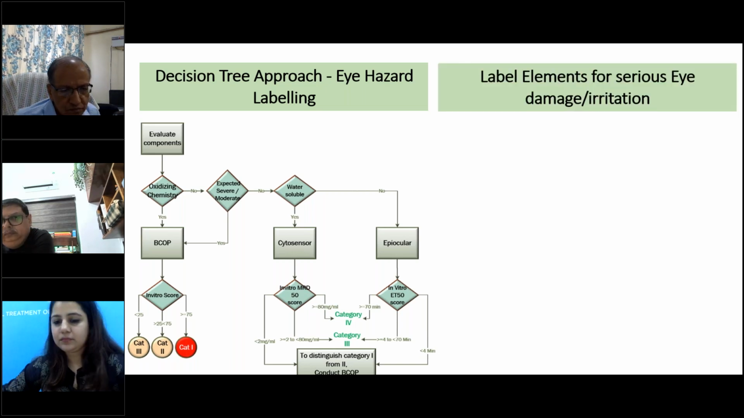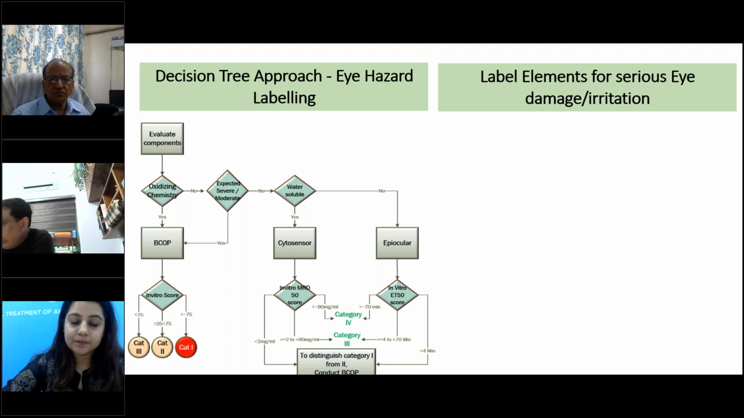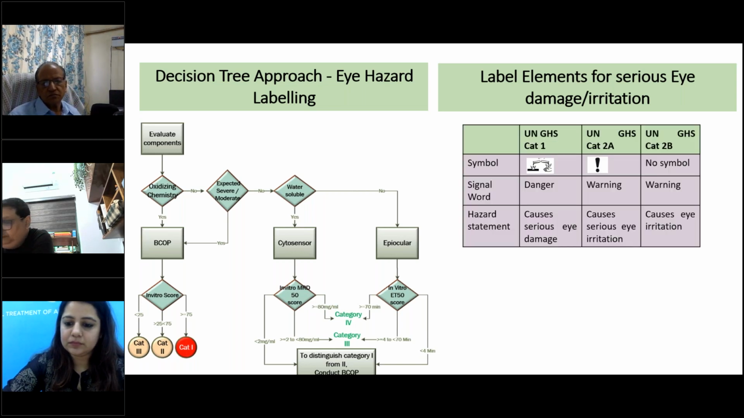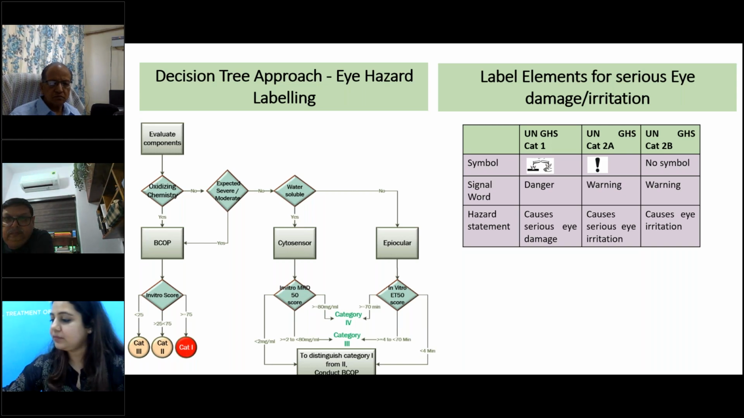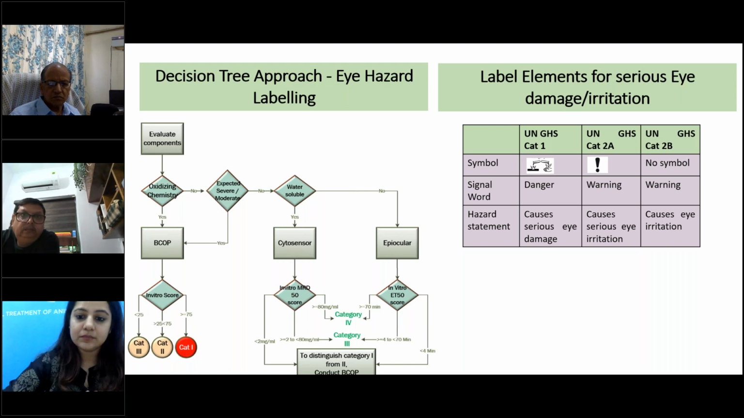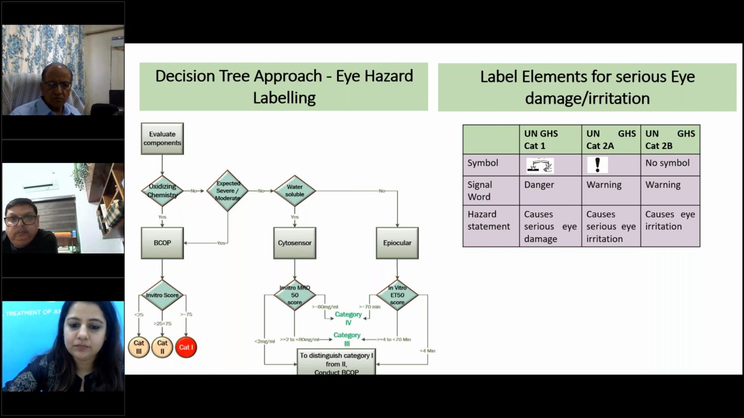Coming to the label elements for serious eye damage based on these decision tree approaches and IATA approaches, the UNGHS category 1 carries a symbol of corrosion. UNGHS category 2A carries an exclamation mark symbol. Category 2B will not hold any symbol. The signal word is danger for GHS category 1, and for 2A it is warning, 2B also it is warning. The hazard statement to be mentioned would be causes serious eye damage for category 1. For category 2, it is causes serious eye irritation. And for category 2B, it is causes eye irritation, which is a mild classification.